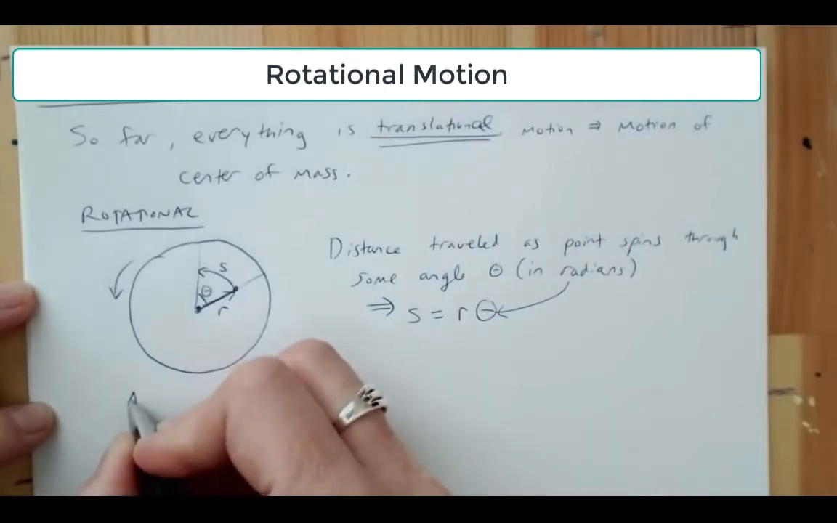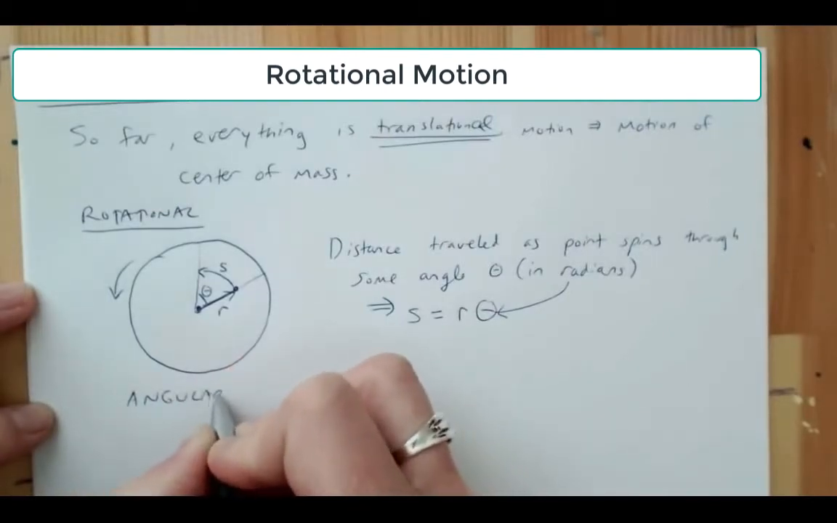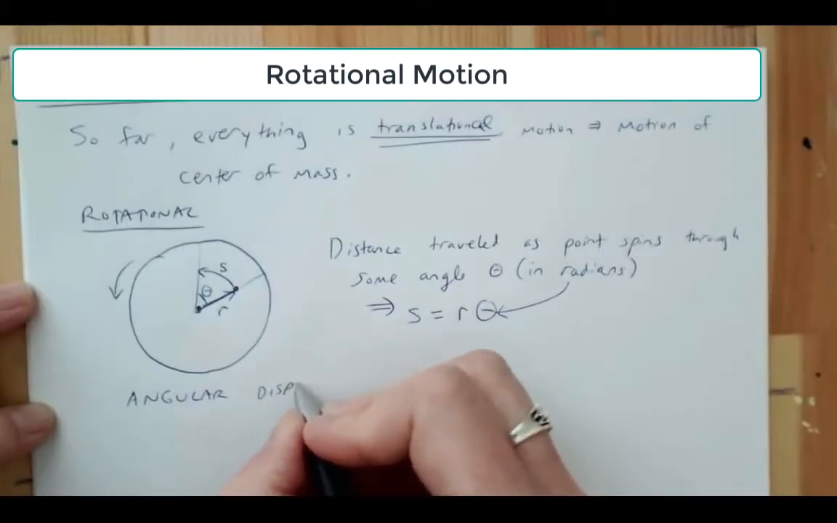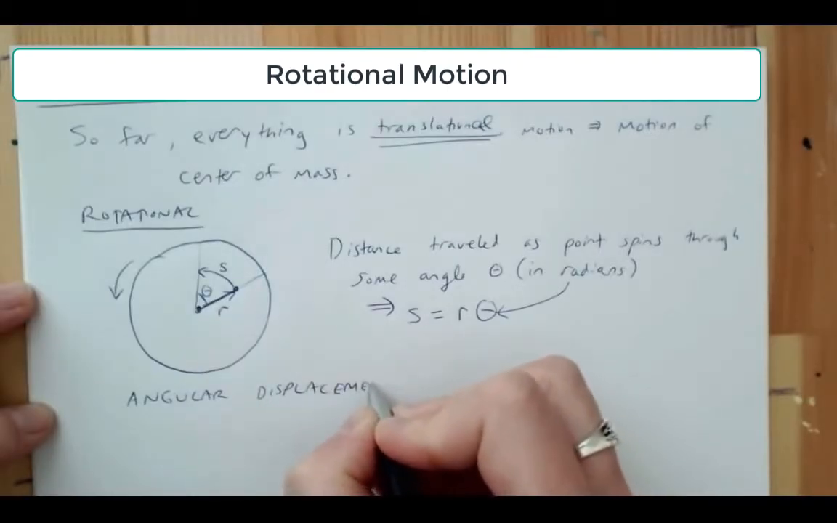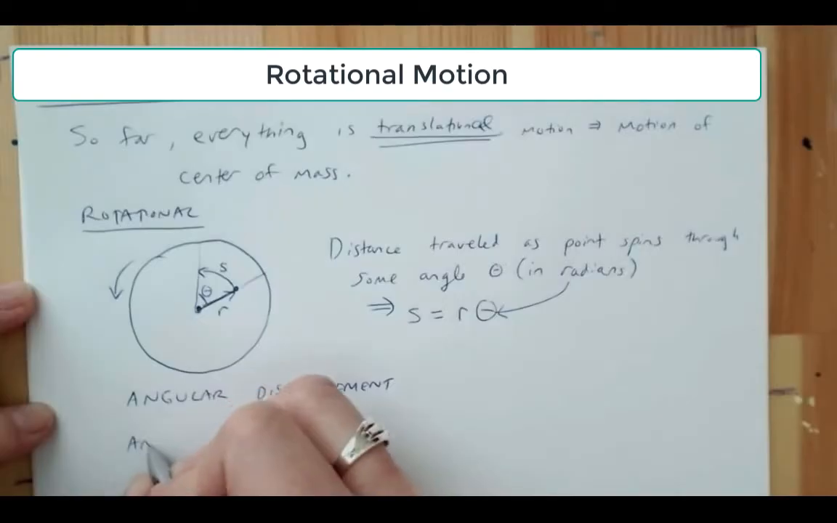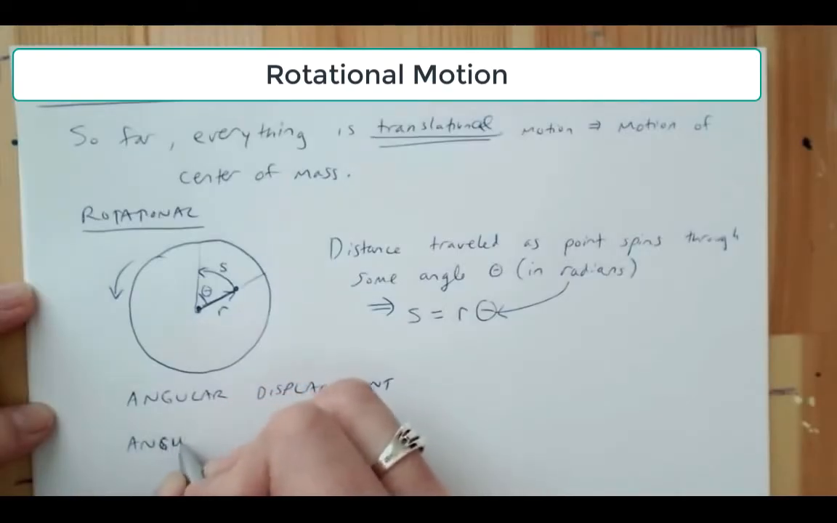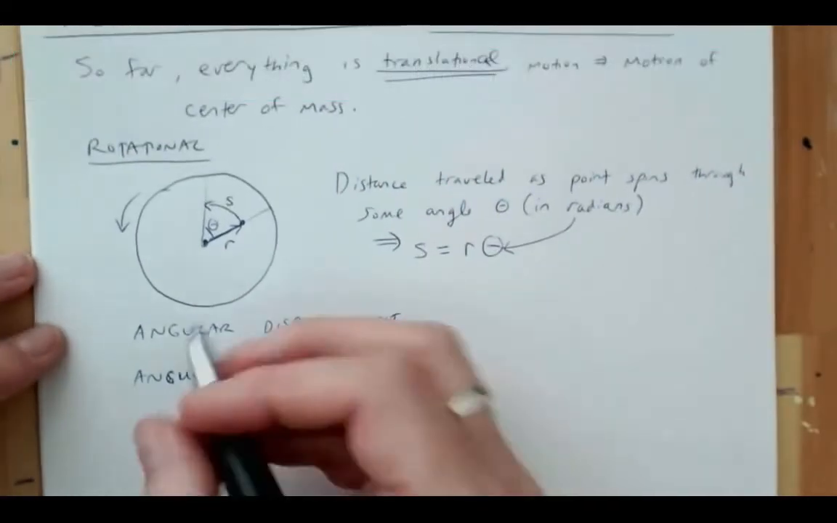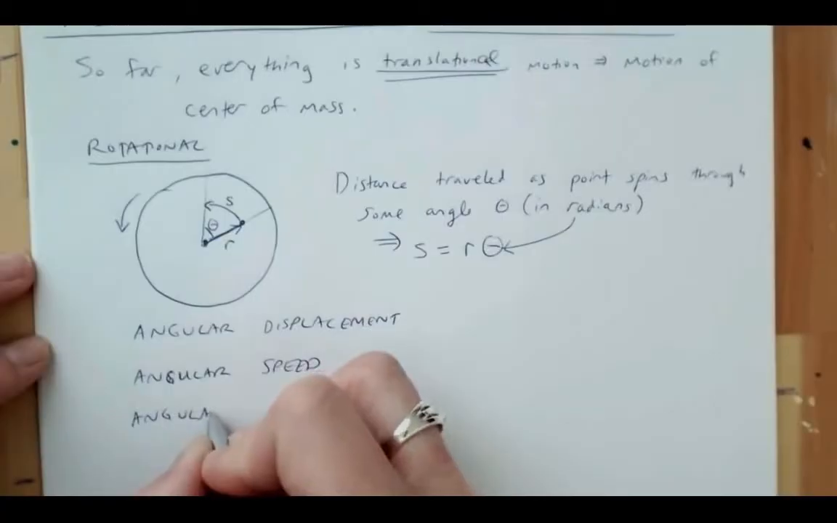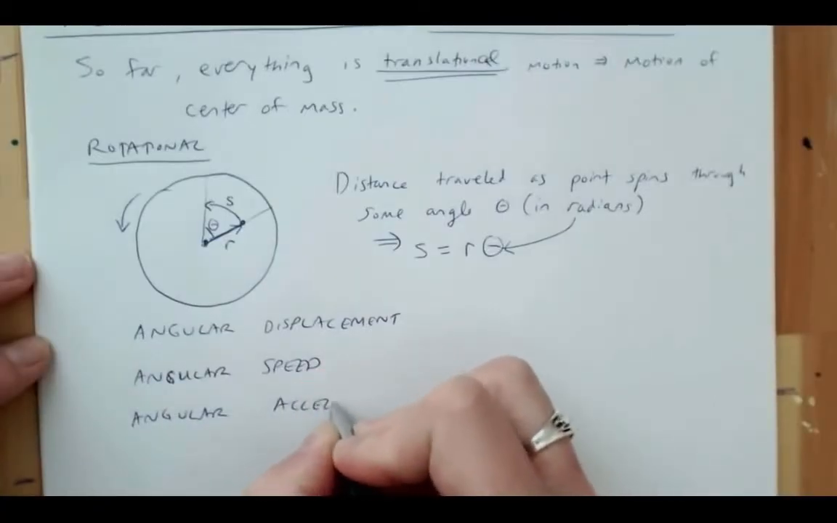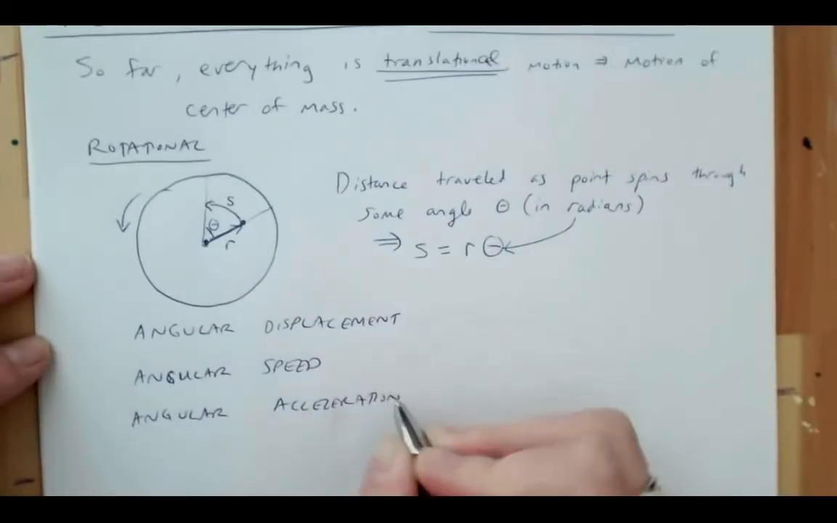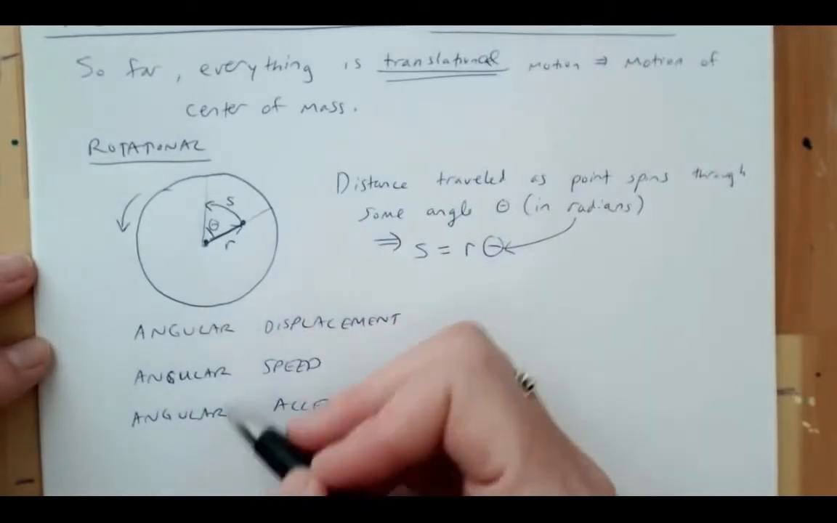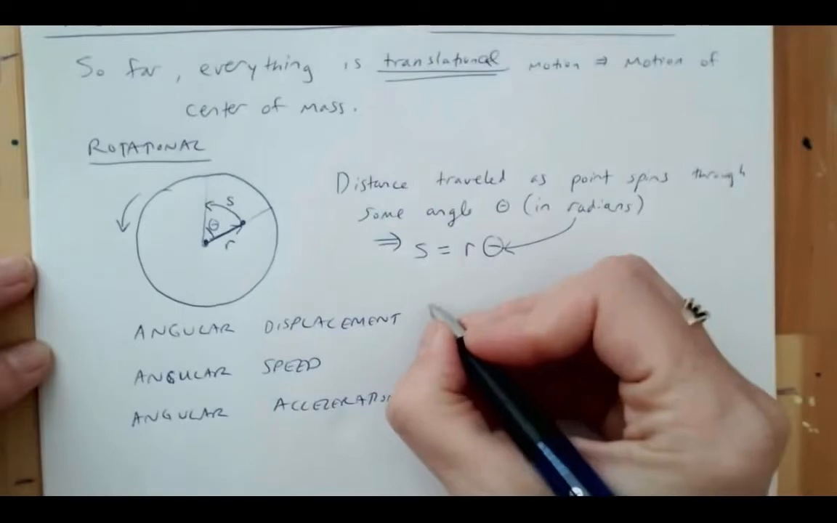So now we can actually talk about what are going to be called your angular displacement, your angular speed. I'm going to write down all the terms and then I'll define them. So your angular displacement, your angular speed, and your angular acceleration. These are sometimes called rotational displacement, rotational speed, and rotational acceleration. Angular and rotational are sometimes used interchangeably.